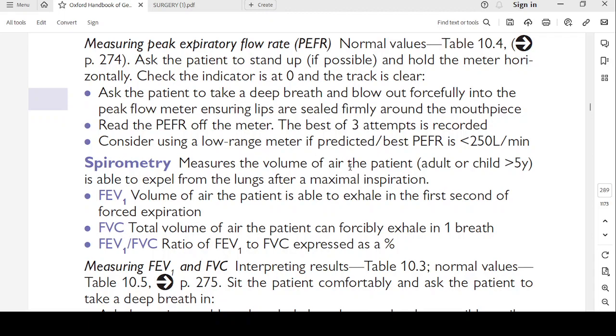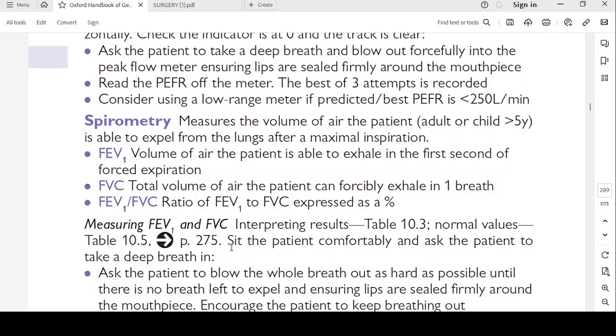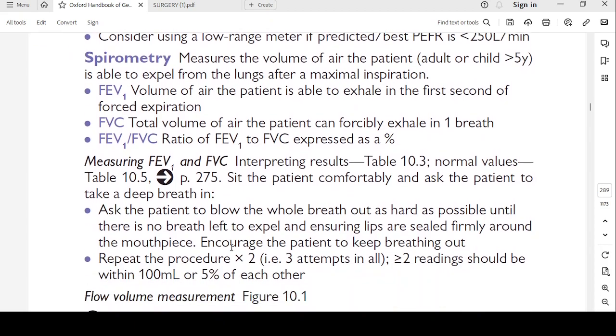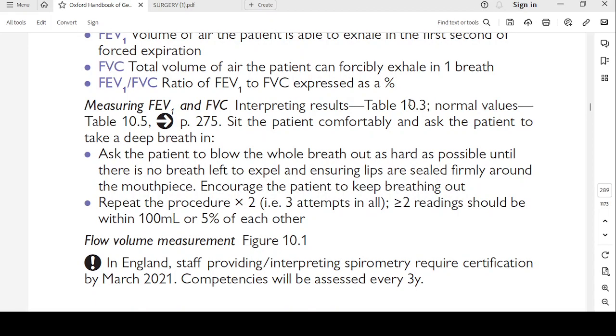Spirometry measures the volume of air the patient, adult or child more than 5 years, is able to expel from the lungs after a maximal inspiration. FEV1, forced expiratory volume in 1 second, is the volume of air the patient is able to exhale in the first second of forced expiration. FVC, forced vital capacity, is the total volume of air the patient can forcibly exhale in one breath. FEV1/FVC is the ratio of FEV1 to FVC expressed as a percentage. Measuring the FEV1/FVC ratio helps interpret the result. Interpretation of results is seen in table 10.3.